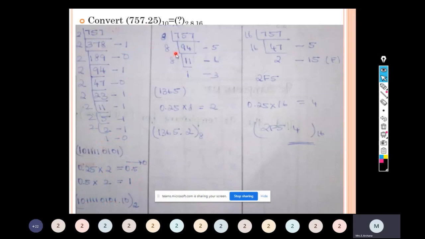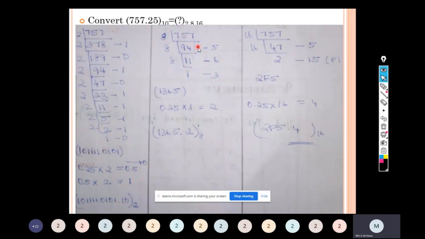Next, the same decimal number 757.25 is going to be converted into an octal value. Yes, 757 is divided by 8. 94 8s are 752, the remainder will be 5. 11 8s are 88, the remainder will be 6. 1 8 is 8, the remainder will be 3. So 1365.